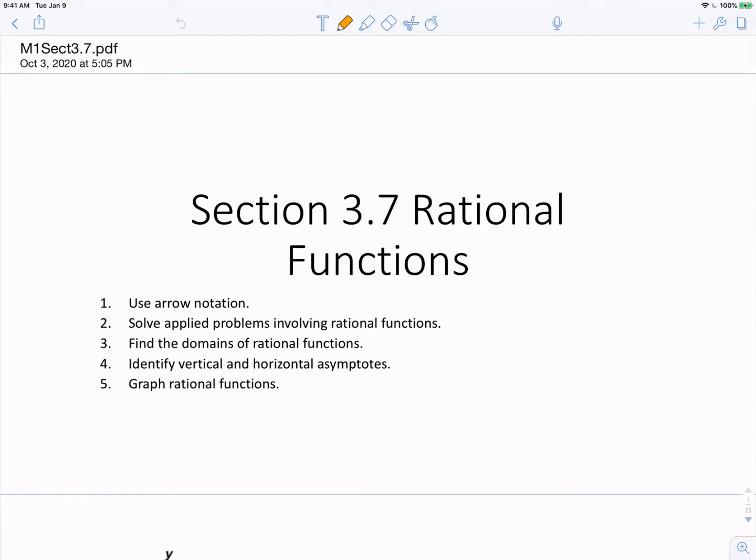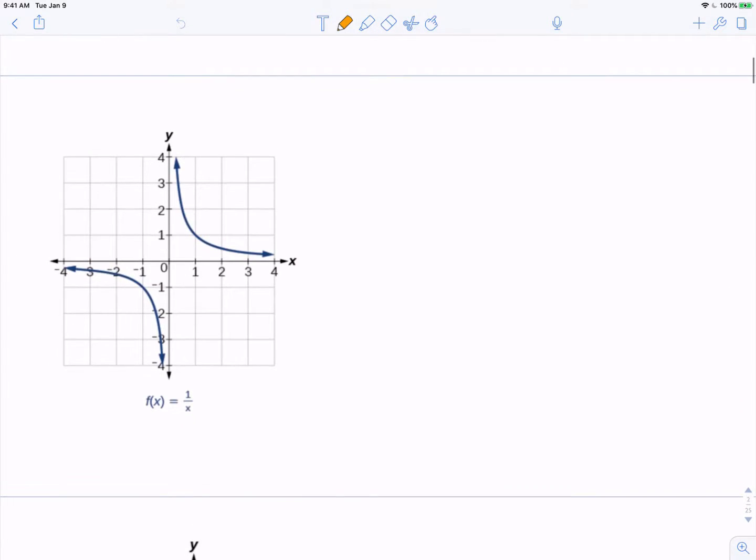Section 3.7, Rational Functions. In this section, we'll use arrow notation, solve applied problems involving rational functions, find the domains of rational functions, identify vertical and horizontal asymptotes, and finally graph rational functions. So here's our first graph of a rational function.